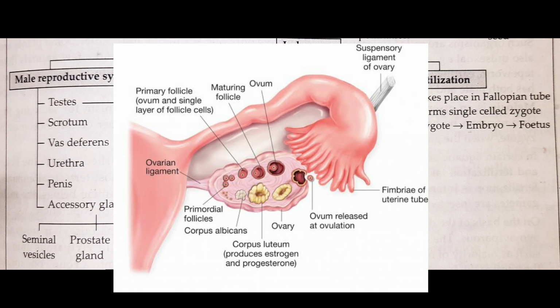At birth, each ovary contains about 2 to 3 lakh immature eggs. One mature ovum is released from either of the ovaries at the interval of every 28 days. The process of release of ovum from ovary is called ovulation.